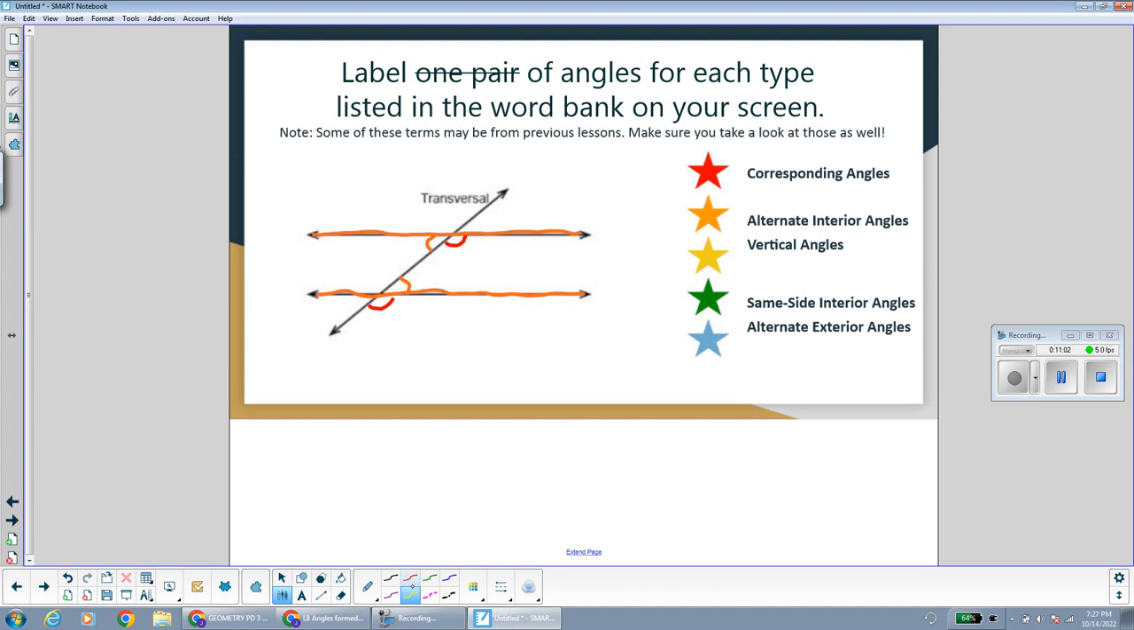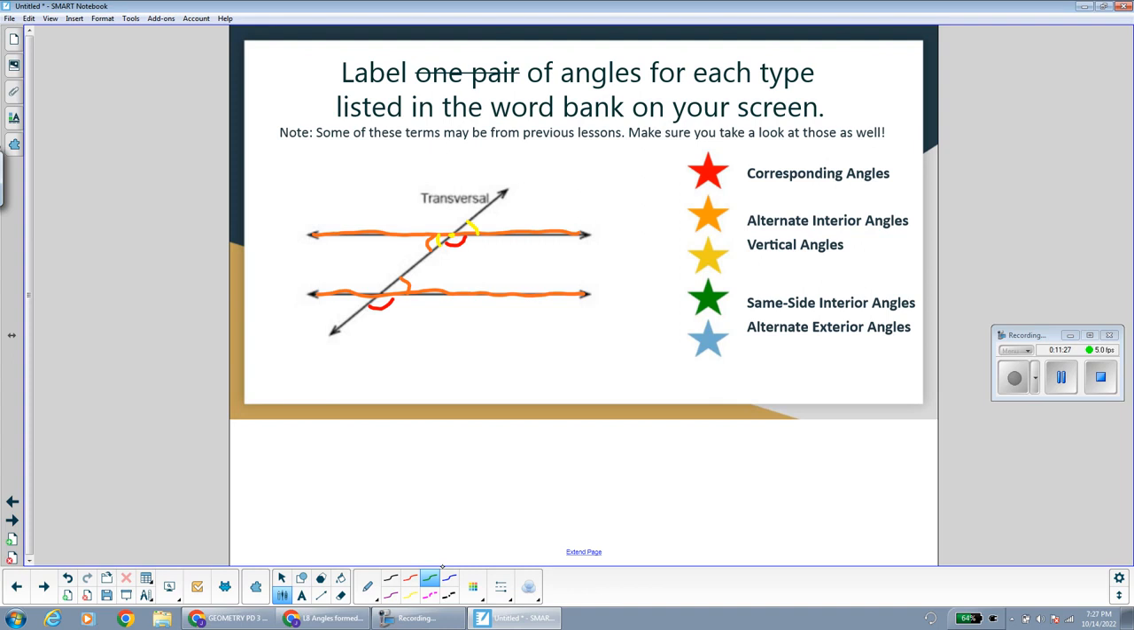Vertical angles, I'll just go with this angle that we already identified as alternate interior with this one. It would be vertical to this angle. Remember, vertical angles are formed by intersecting lines. They come out of the same point and they're non-adjacent to each other. So here we have vertical angles. They look like they're across or opposite from each other.